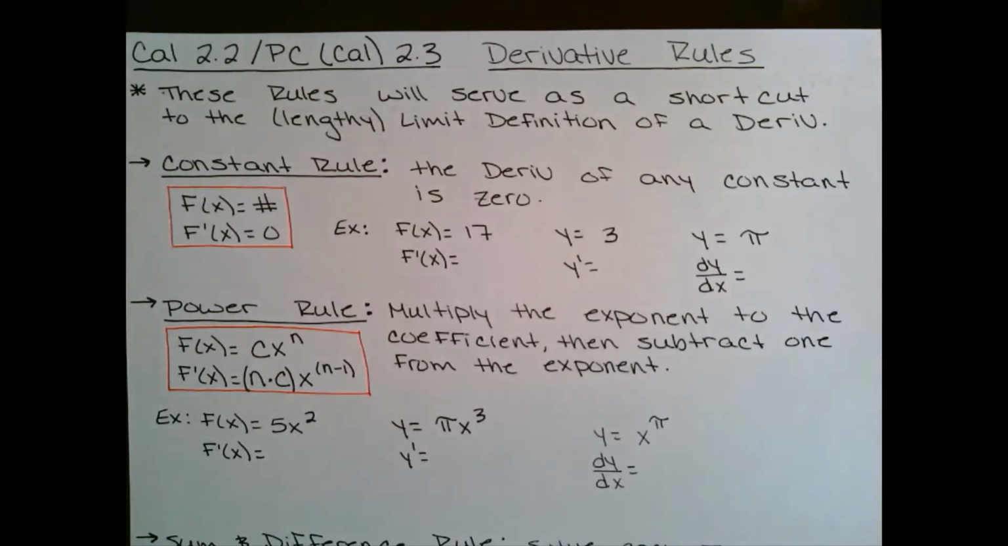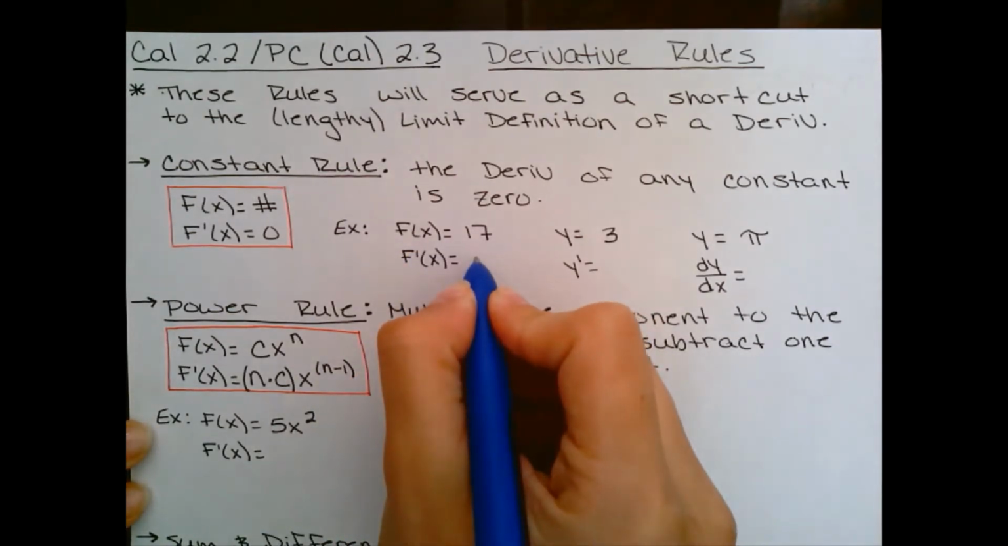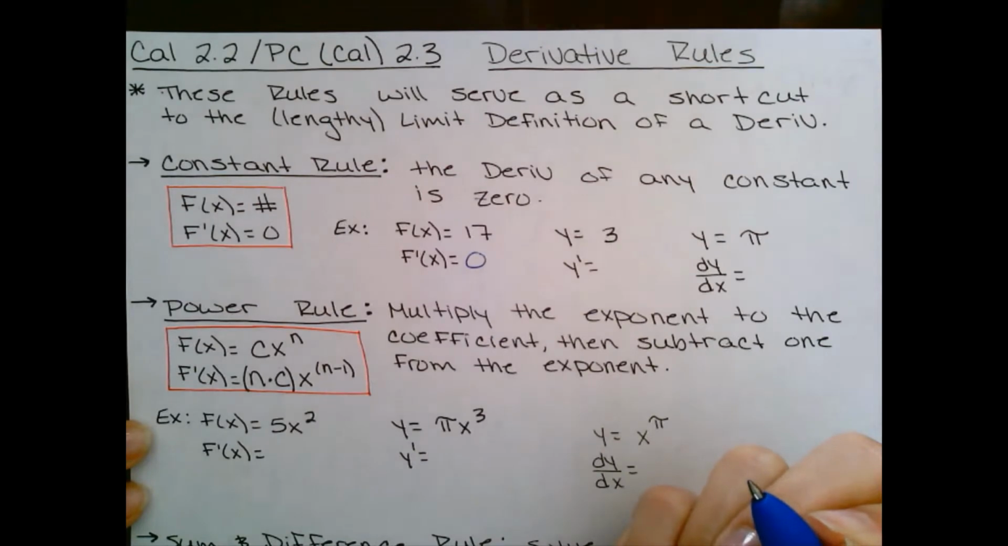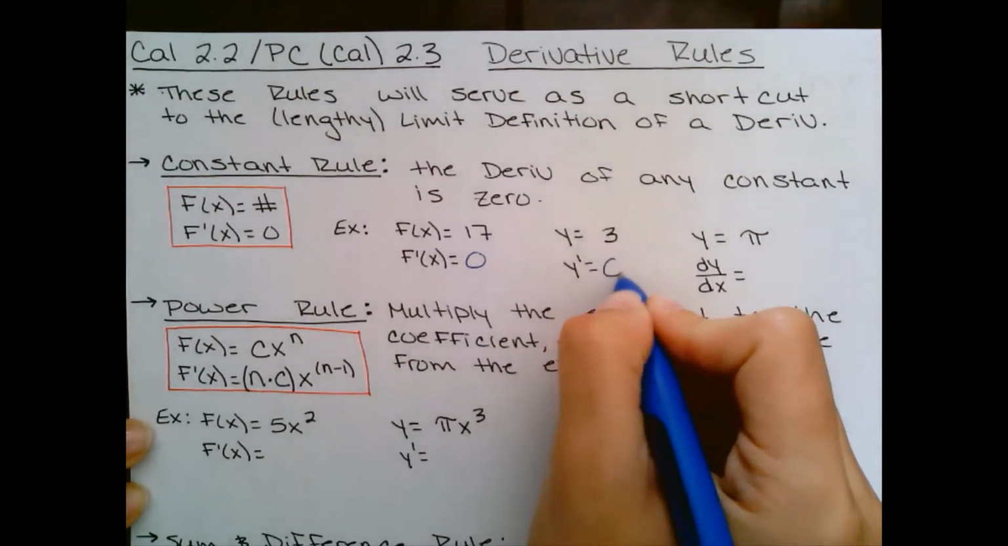Okay? So the first rule is the constant rule. This rule states that the derivative of any constant is just zero. It's actually that simple, guys. So if your function is a number, a constant, then the derivative of that is zero. Okay? So for example, and yes, it is this easy, the derivative of 17 is just, 17 is a number, so it's 0. The derivative of 3 is a number, is also just 0.